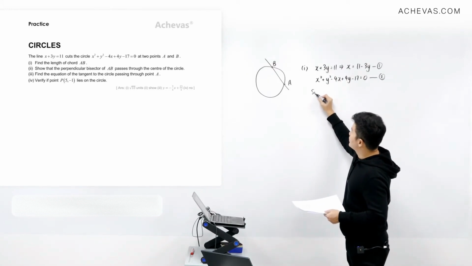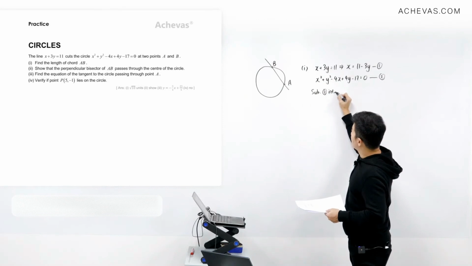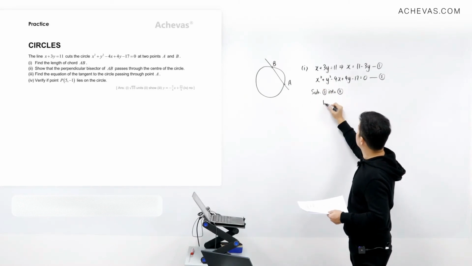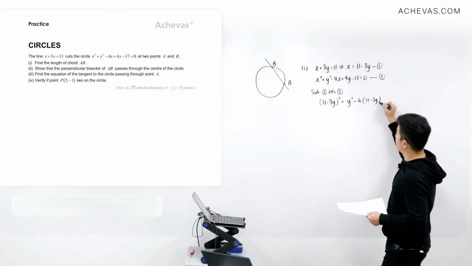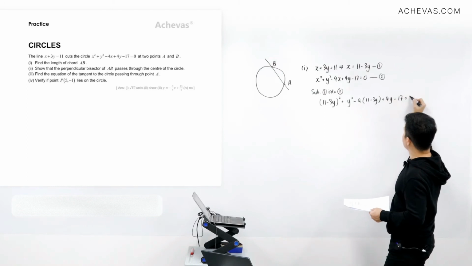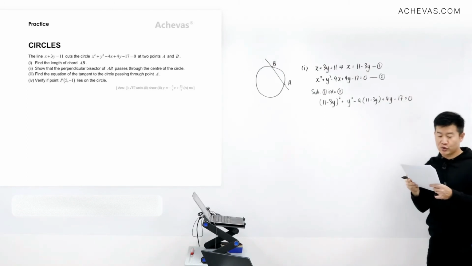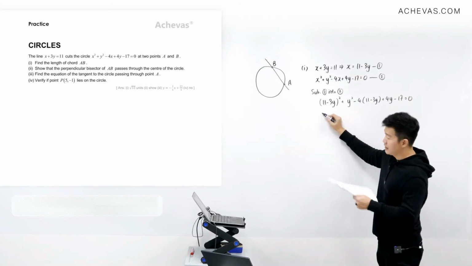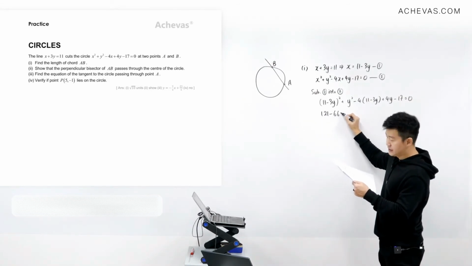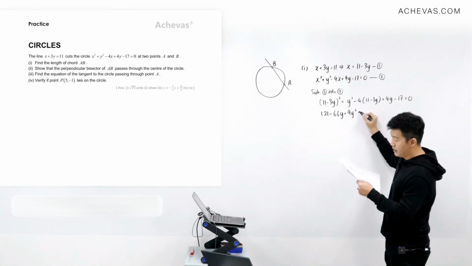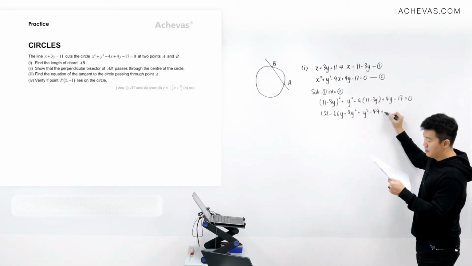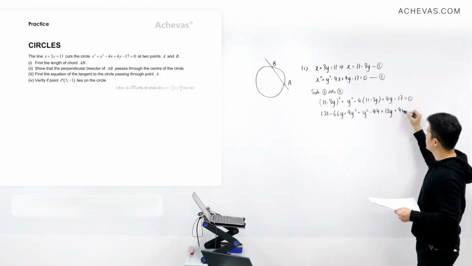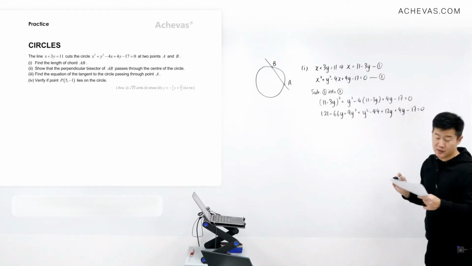And I'm going to substitute equation number 1 into equation number 2. So x is going to be replaced by (11 minus 3y) squared plus y squared minus 4x, where x is replaced by this, plus 4y minus 17 is equal to 0. Let's try to solve for y. Expanding this, we will get 121 minus 66y plus 9y squared, plus here we have a y squared. And this is going to be minus 44 plus 12y. Then we have a plus 4y minus 17. This is equal to 0.